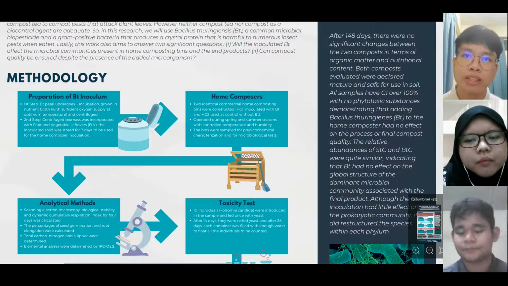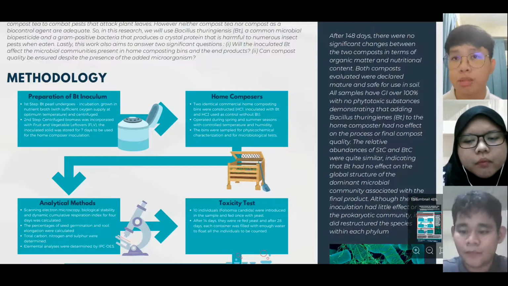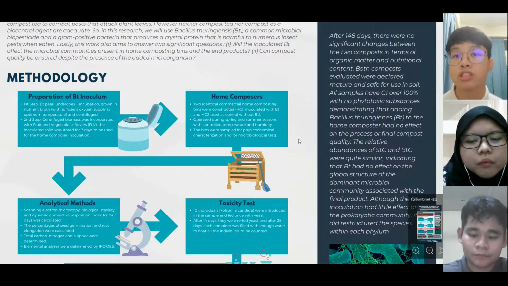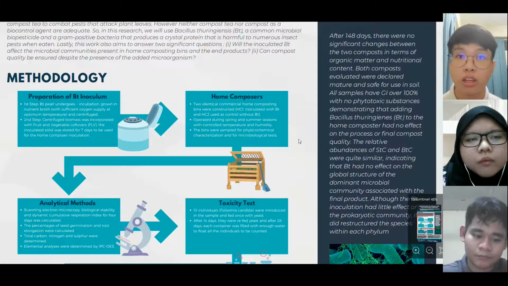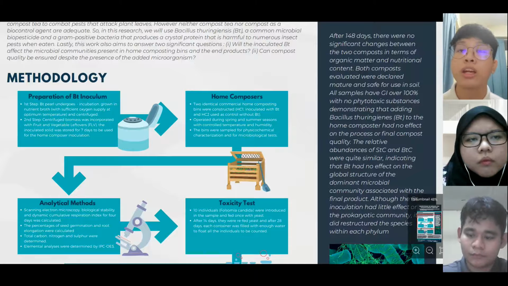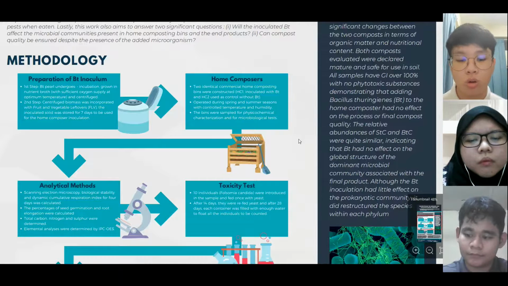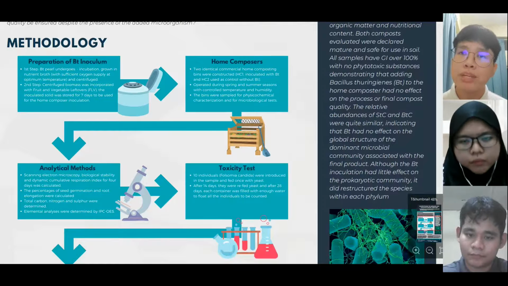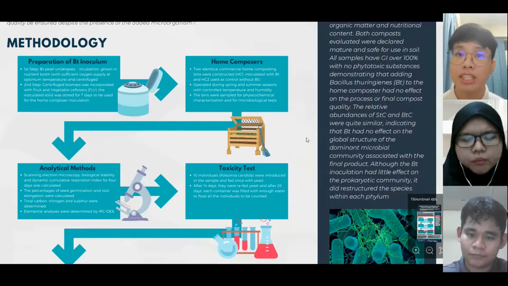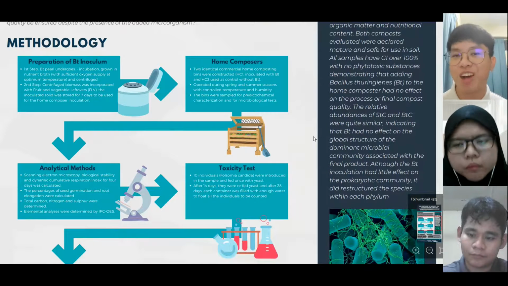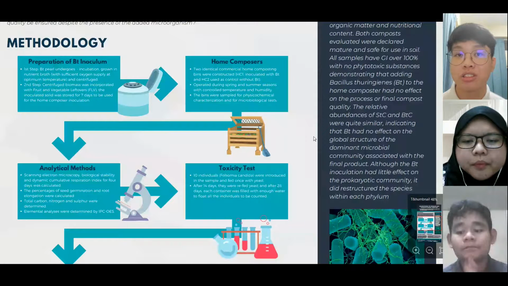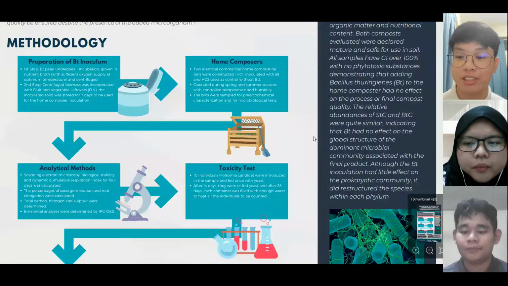The relative abundance of both of the composts was also quite similar, indicating that Bacillus thuringiensis had no effect on the global structure of the dominant microbial community, though it did alter the structure of the species of the prokaryotic community within each phylum. Further research work on Bacillus thuringiensis growth may be needed to confirm the self-sufficiency of the process. However, present studies suggest that it will be successful. So that is all for the result and discussion.